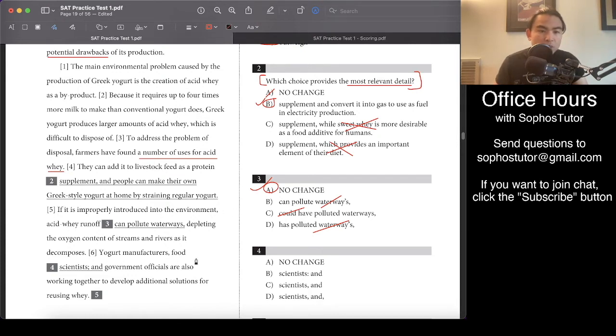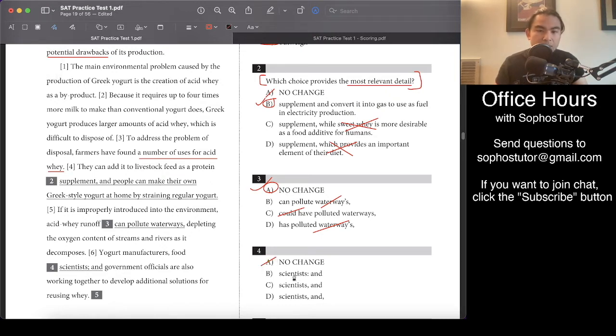Yogurt manufacturers, food scientists, and government officials are also working together to develop additional solutions for reusing whey. Immediately I see a semicolon. My spider senses are going off. Semicolons are used to separate independent clauses. So we can essentially think of semicolons like periods. If you can use a semicolon in SAT, then you can use a period there. And clearly, we cannot put a period after scientists. Yogurt manufacturers, food scientists, that is not a complete sentence. Immediately, A is gone.